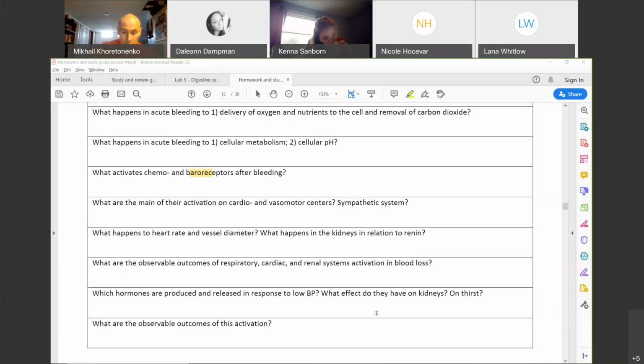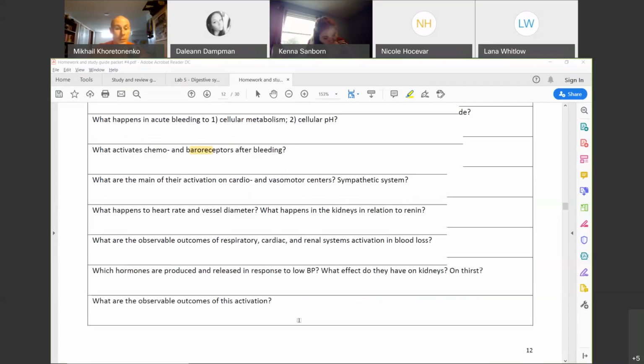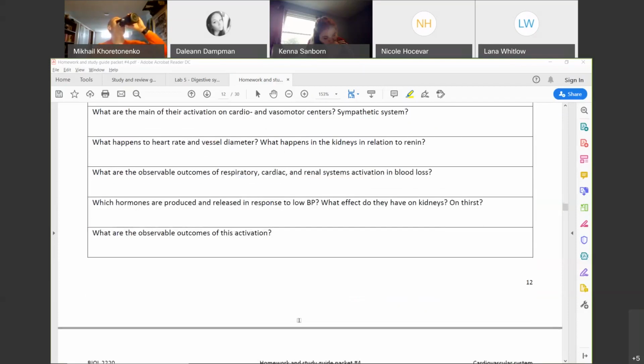Sorry, these are the ones that work on kidneys. And antidiuretic hormone is produced, and it increases water retention and stimulates thirst. So people who lost a lot of blood are thirsty. So those are observable outcomes of all this activation. So people breathe faster, have a higher heart rate, they are pale, and they pee very little.